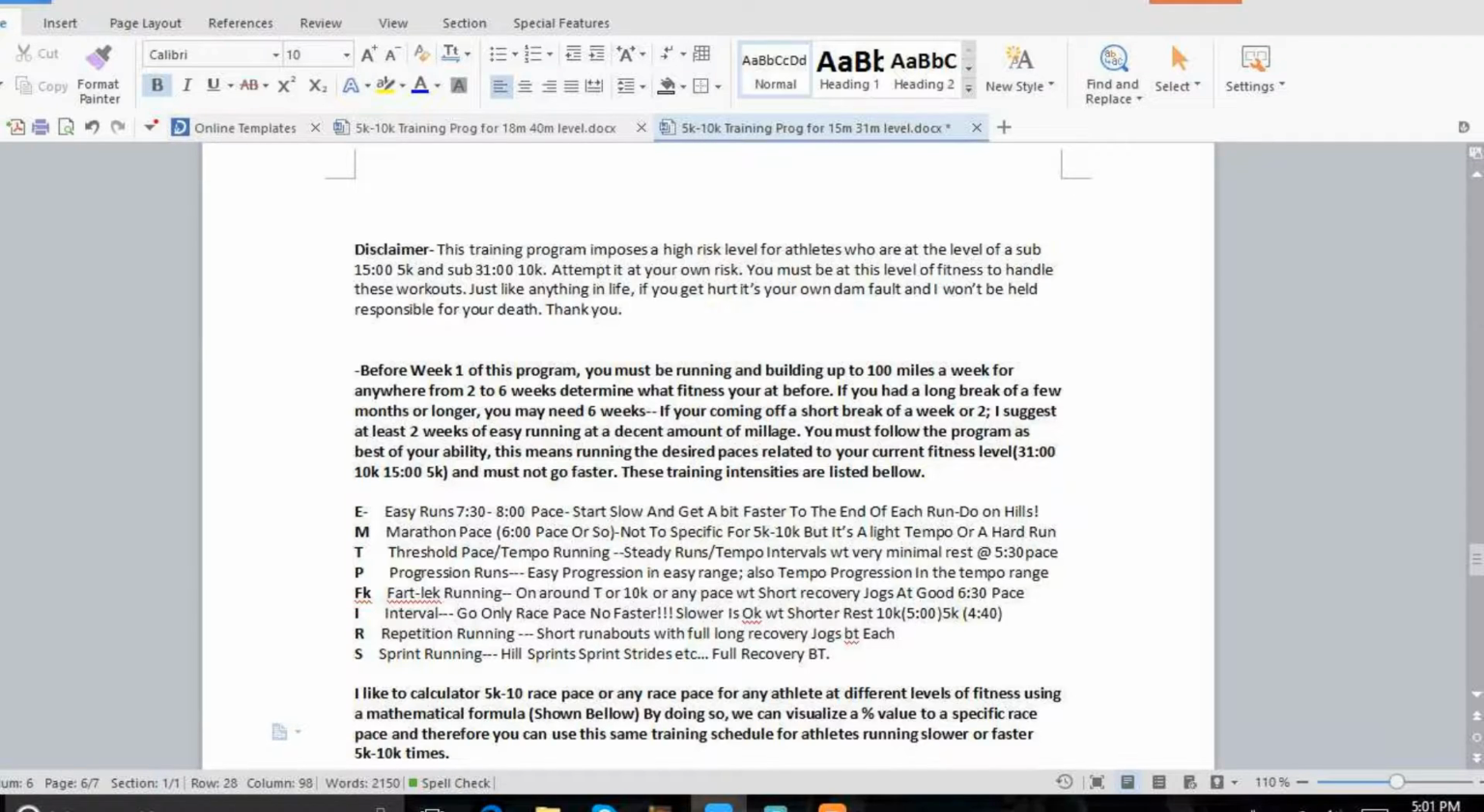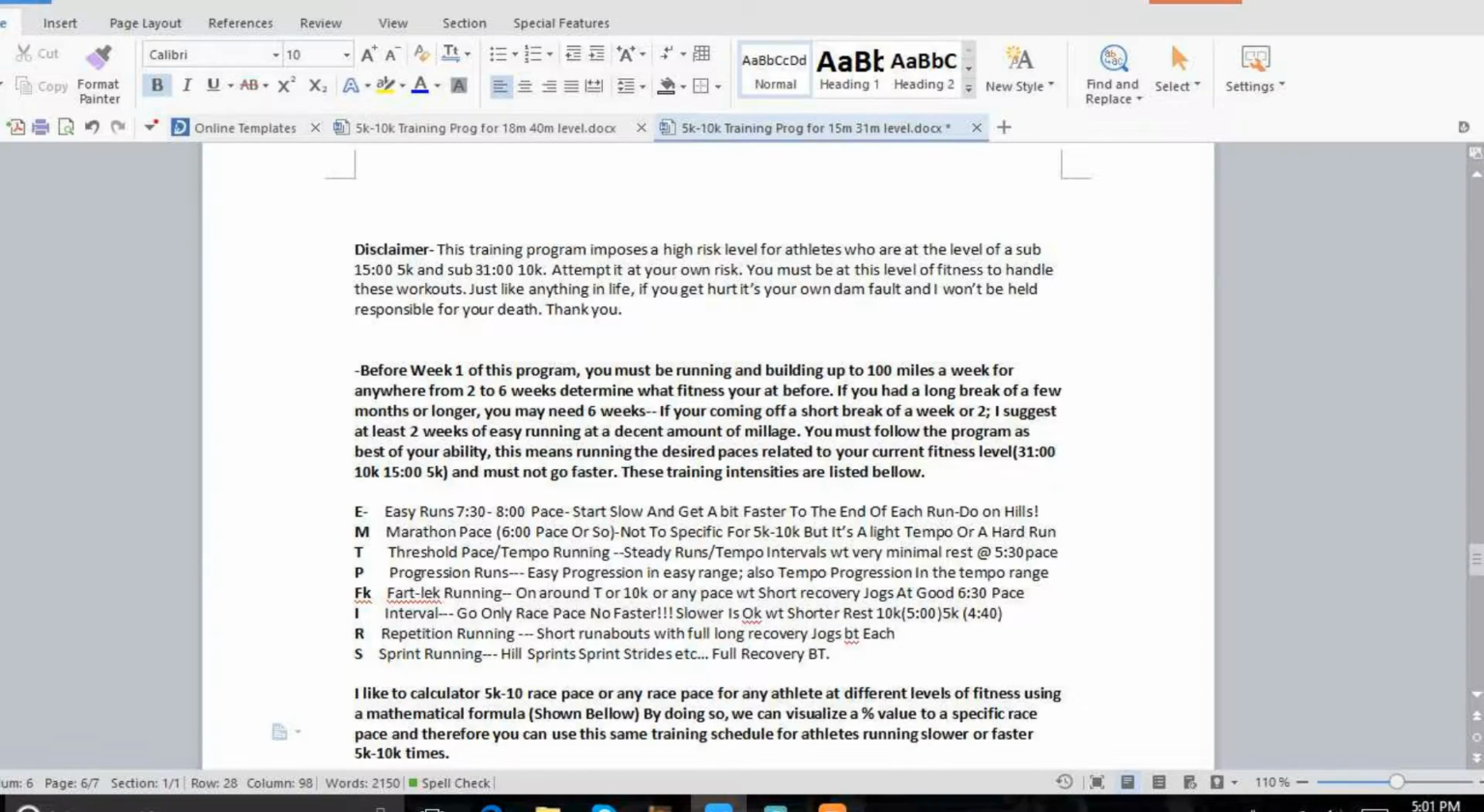Starting off with the program and disclaimer, this training program imposes a high risk level for athletes who are at the level of a sub 15 minute 5k or a sub 31 minute 10k. Attempt this at your own risk. You must be at this level of fitness to handle these workouts. Just like anything in life, if you get hurt, it's your own damn fault. And I won't be held responsible for your death.